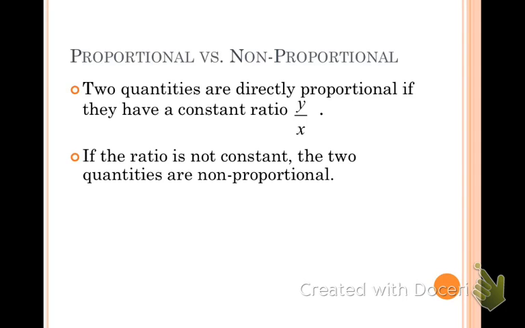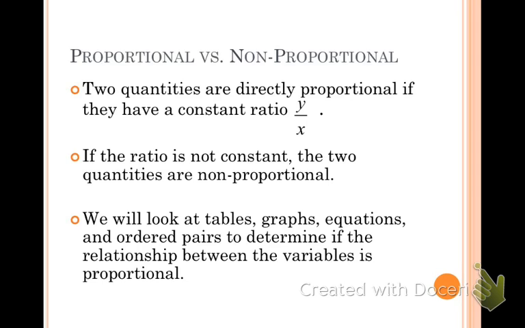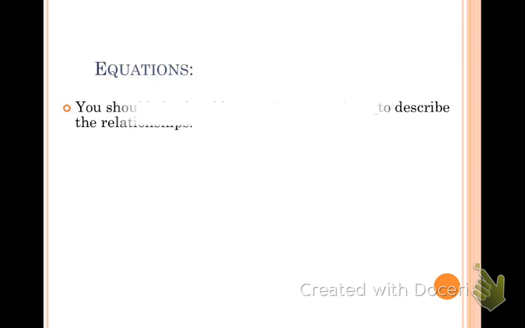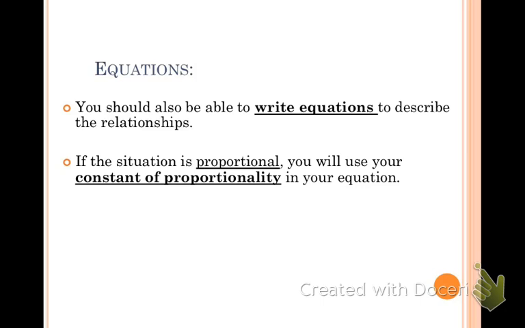So, if the ratio is not constant, the two quantities are not proportional. And we're going to look at tables, graphs, and equations in ordered pairs to determine if the relationship between the variables is proportional. In equations, you should be able to write equations to describe the relationship. If the situation is proportional, you will use your constant of proportionality in your equation, and you'll define your variables.